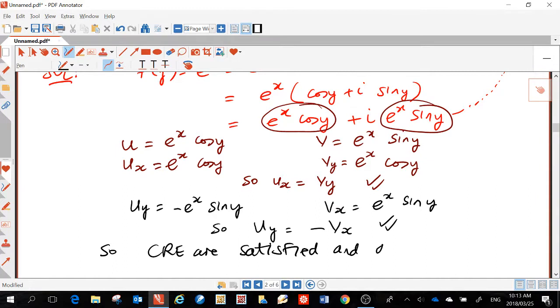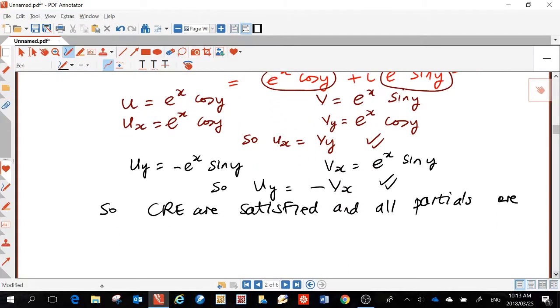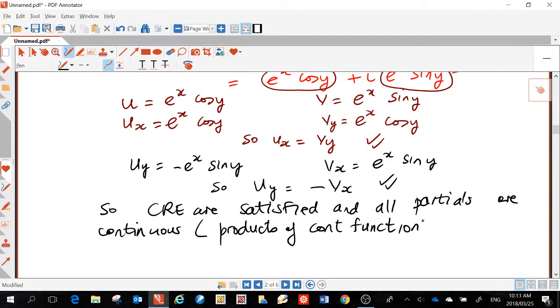And all partials are continuous. How do we know that? Because they are products of continuous functions. Like e to the x is continuous. Sine y and sine x, they are continuous. So all partials are continuous, therefore we can say f of z equals e to the z is differentiable everywhere.